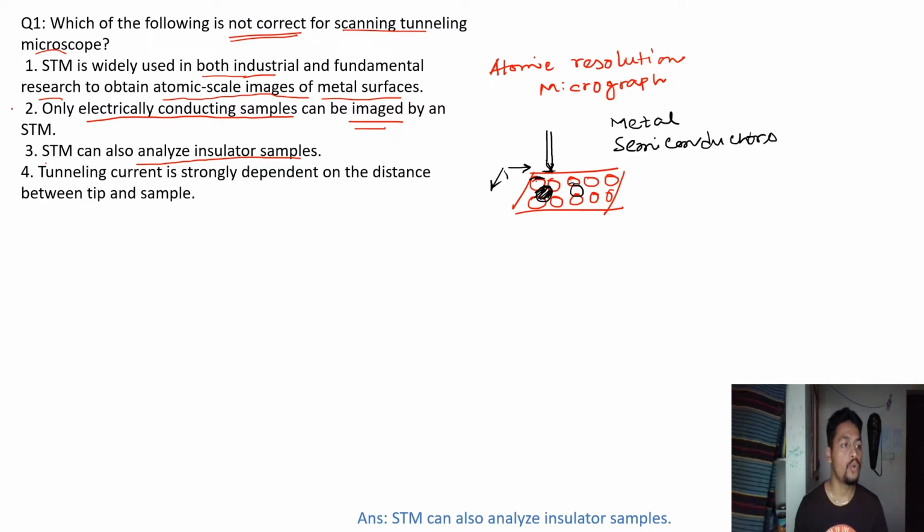So these two and three options are contradictory. Like if one is true, then the other is not. So obviously we know that electrically conducting samples can be imaged. That means this is not correct, and this is your answer.